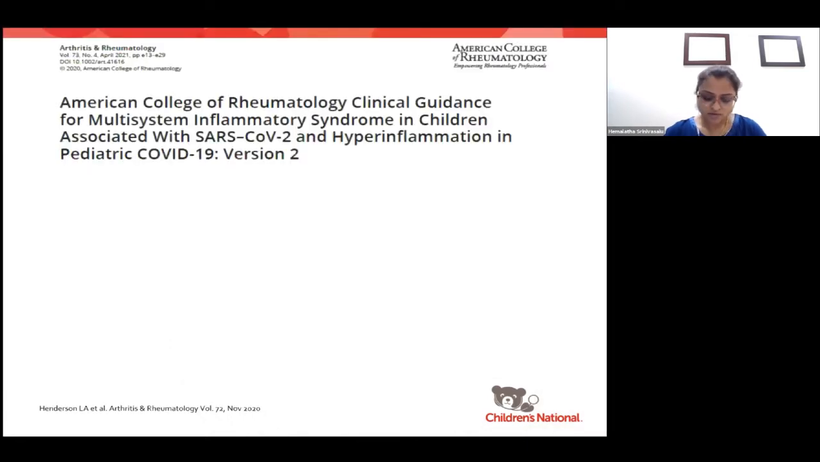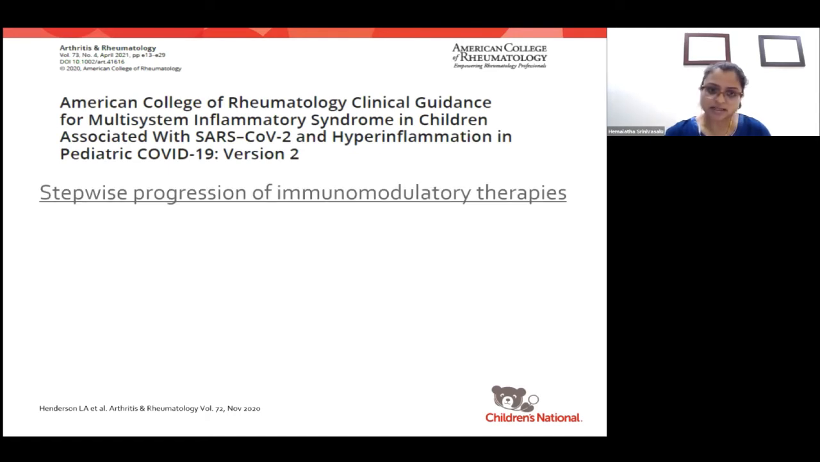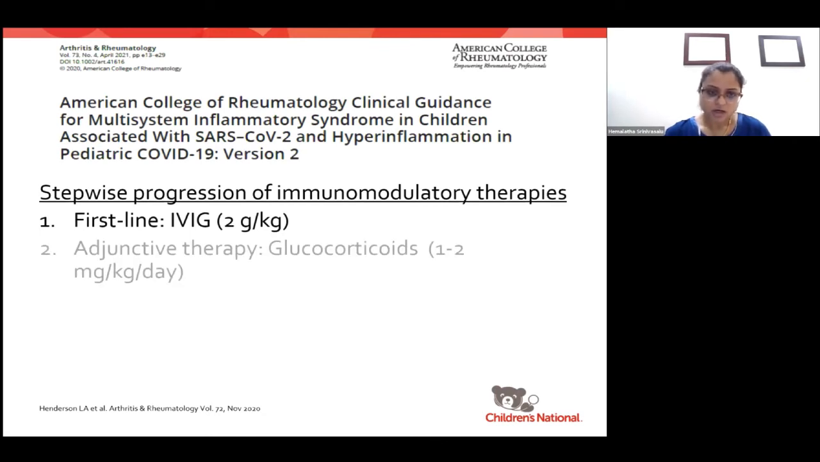The American College of Rheumatology came up with guidelines for management of MIS-C in the summer of 2020. This guideline has gone through 2 iterations. The highlight of the guideline regarding immunomodulation specifically is a stepwise progression. The guidelines recommend that all hospitalized patients receive IVIG 2 grams per kilo. A second dose of IVIG is generally not recommended.